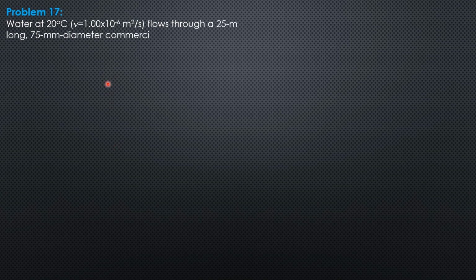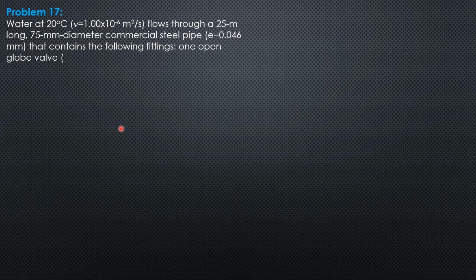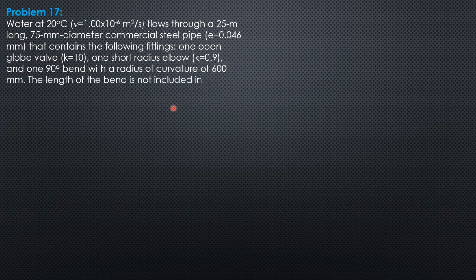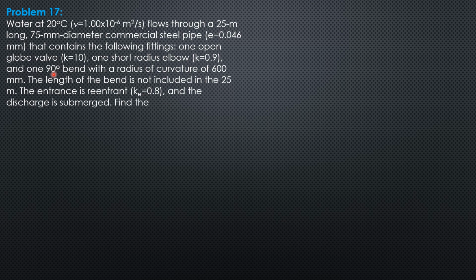Example 17. Water at 20 degrees Celsius with kinematic viscosity 1 times 10 to the negative 6 square meter per second flows through a 25 meter long, 75 millimeter diameter commercial steel pipe with absolute roughness of 0.046 mm that contains the following fittings. One open valve with loss coefficient 10, one short radius elbow, loss coefficient 0.9, and one 90-degree bend with a radius of curvature of 600 mm.